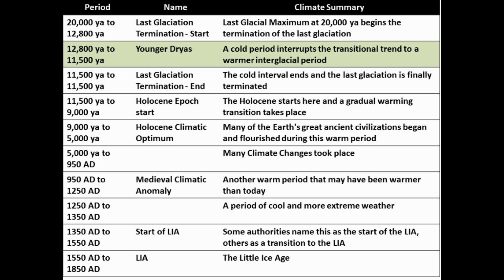This snap lasted in fact 1,300 years. At the beginning of the Younger Dryas, the global average temperature fell rapidly by about 2 degrees centigrade in under 50 years. In Northern Europe, average surface temperatures dropped by some 5 degrees centigrade.